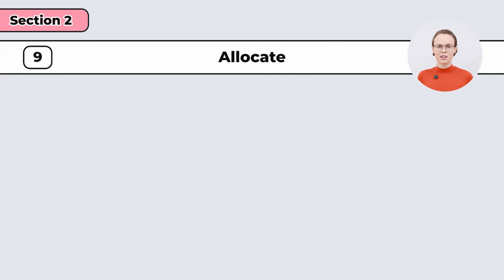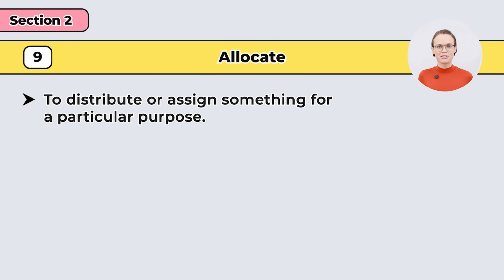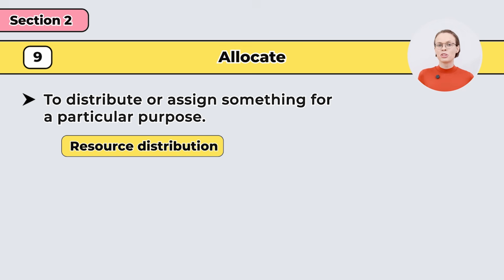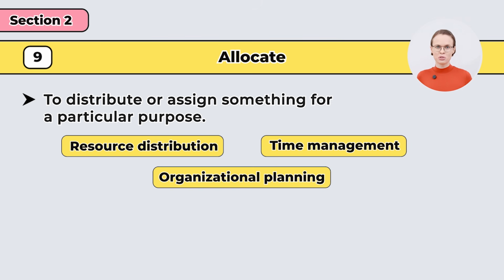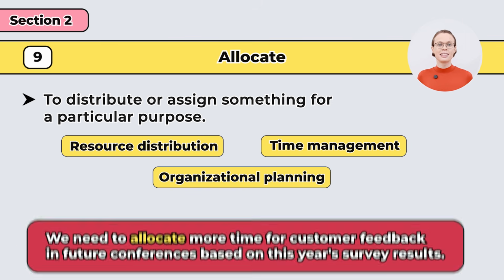Now we turn to allocate, which means to distribute or assign something for a particular purpose. This verb commonly appears in contexts involving resource distribution, time management, and organizational planning. Here's an example.